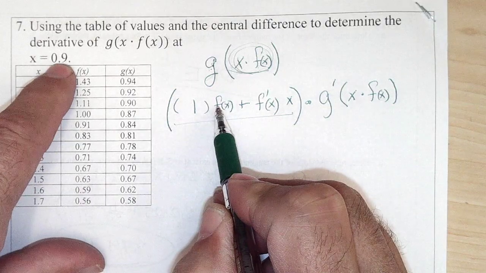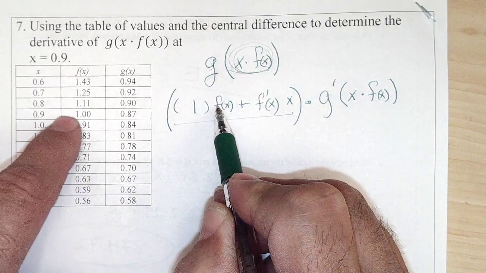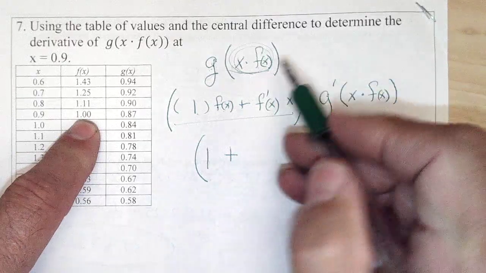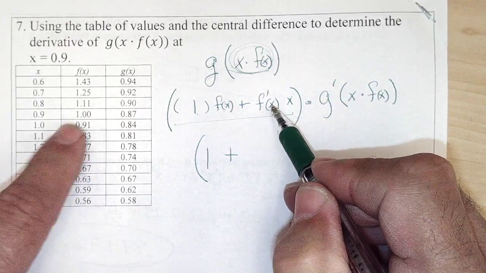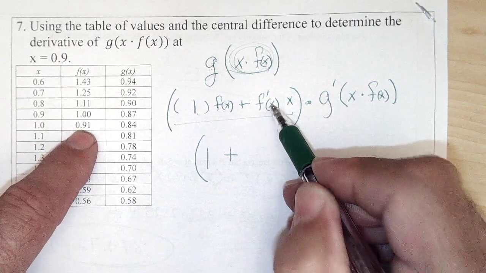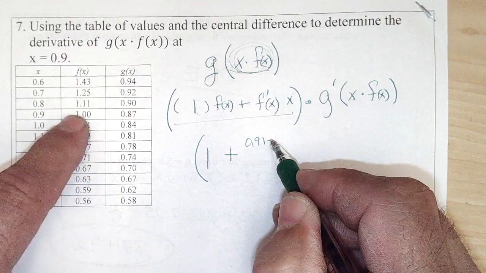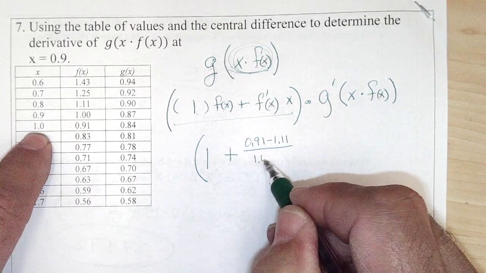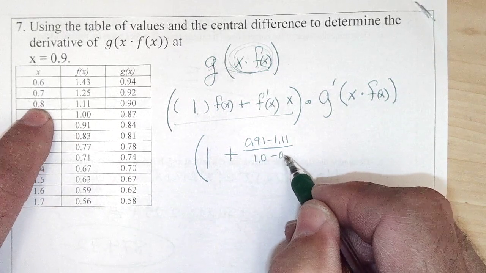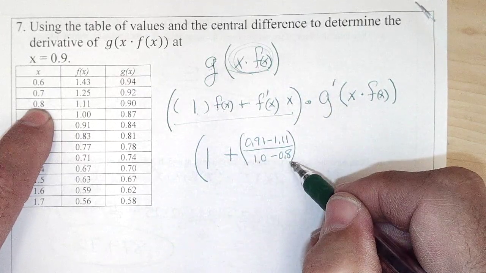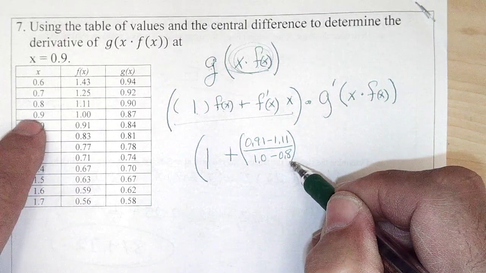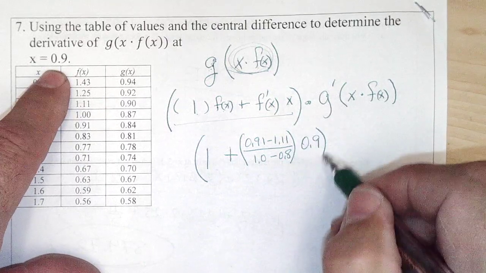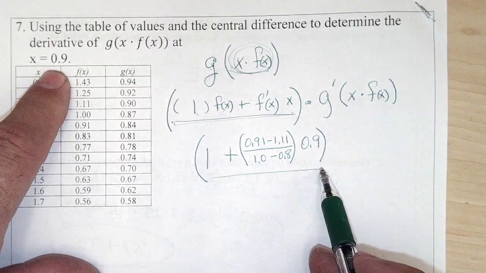What's f of 0.9? At 0.9, f is 1. So we got 1 times 1, or 1, plus, what's f prime at 0.9? At 0.9, f prime would be 0.91 minus 1.11 over 1.0 minus 0.8. There's f prime using the central difference at 0.9 times x, which was 0.9. So there's the derivative of the inside.